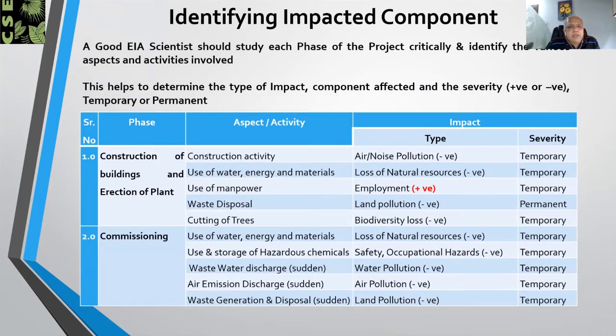Now, if you see these various project phases and identify the aspects and activities which are involved in the project phases, then you can make out what are the impacts which will be generated, and the severity or the type of the impact, that is whether it's an adverse or negative impact. For example, during the construction phase, there is not much of effluent discharge or air emission except that from the construction activity, which is principally the dust which is generated from the construction activity.